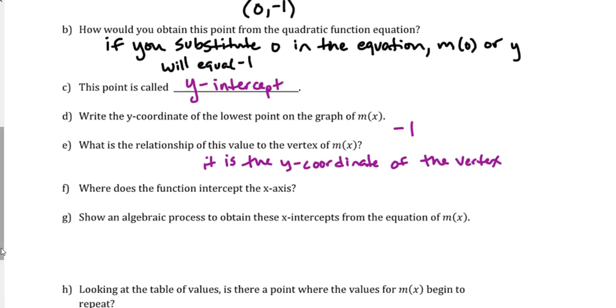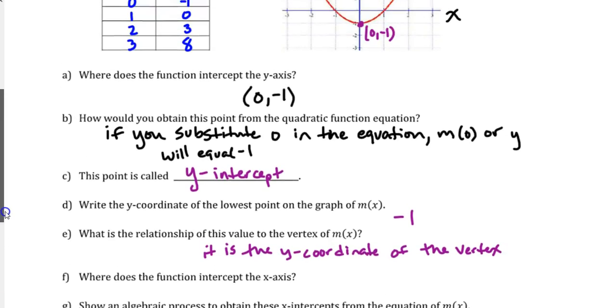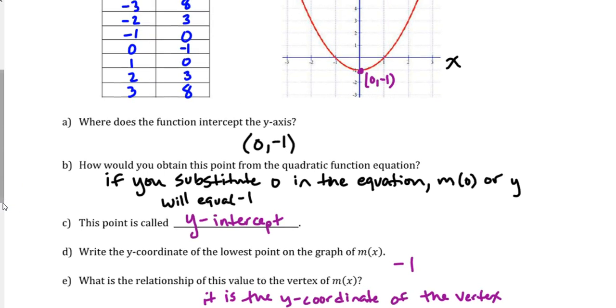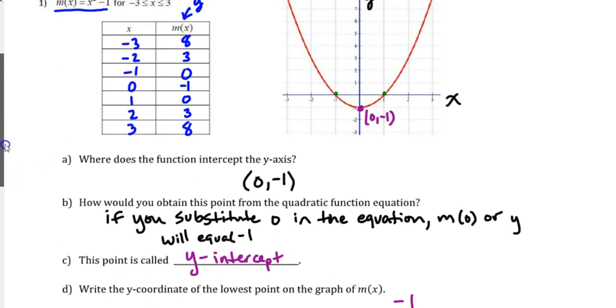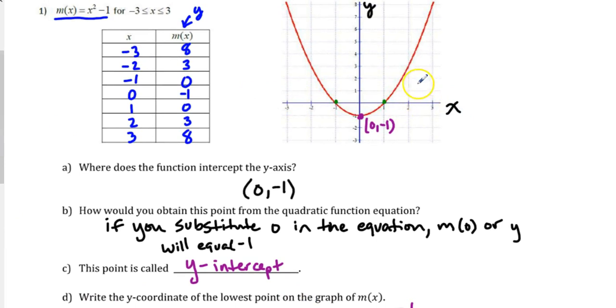And where does this function intercept the x-axis? Well, I'd like you to put your finger on one of the places where it crosses the x-axis. Okay, so you have a couple options here. There's one, and there's another place. Those are called the x-intercepts. Okay, so we see two different points. Those are the x-intercepts. They both have y values of 0, right? Because it's all across that line on the x-axis where the y is not up or down, it's 0.